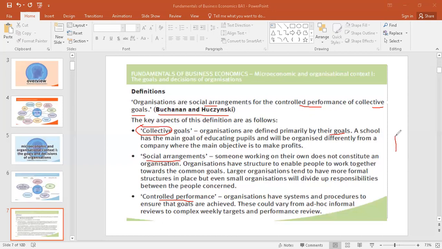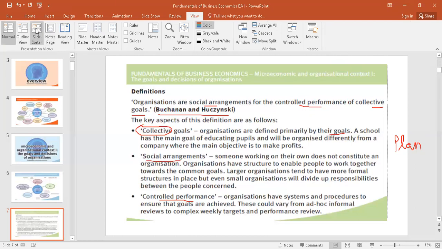Here in this case, there would be a plan or a strategy laid down for people to follow. So the way performance is controlled in the organization is, first there would be a plan which is decided, which would be implemented.